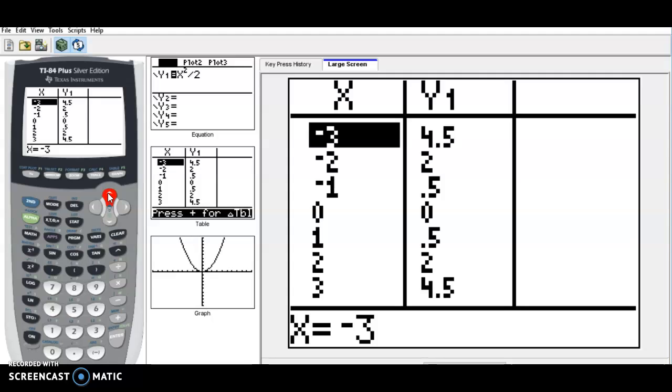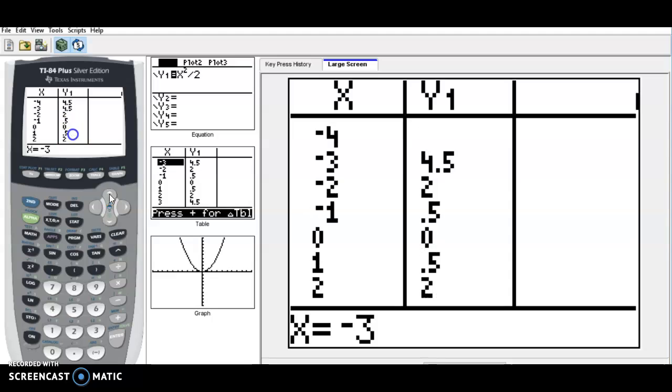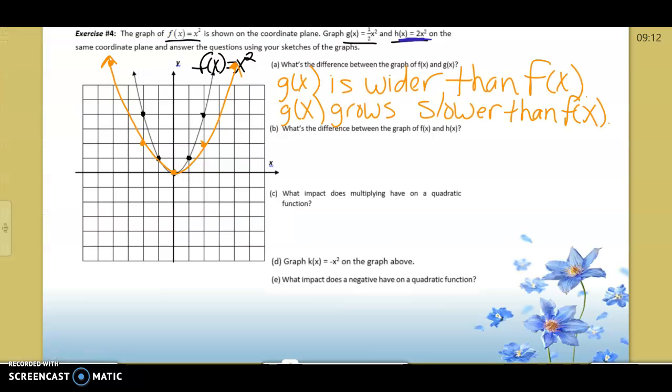So the turning point is still at 0, 0, and I don't have to graph the half, so just graph the whole numbers here. So -4, 8, -2, 2, 0, 0, 2, 2. All right, so let's go ahead and do that. So we just saw that g of x is wider than f of x, and that means that the parabola is growing slower than f of x.